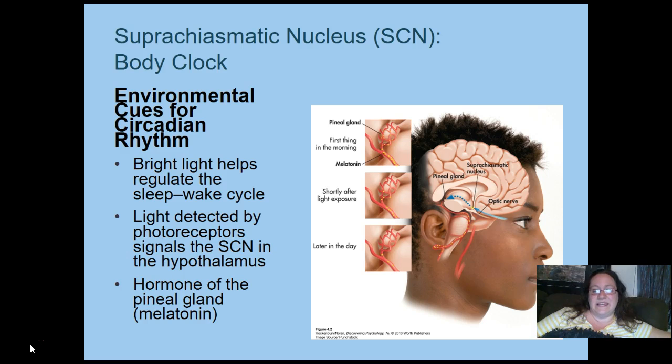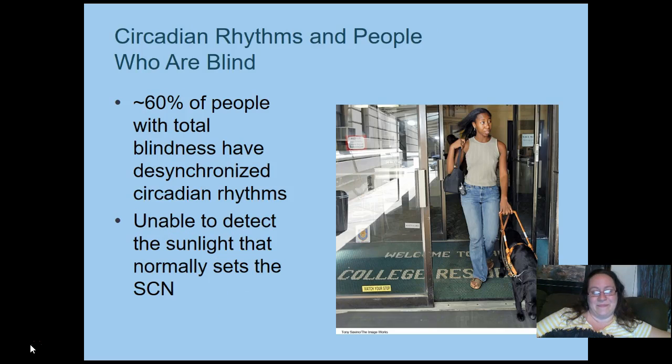So the light will be detected by these photoreceptors signaling your SCN, and we're going to have lower levels of melatonin. So when we have lower levels of melatonin, then we're more awake. When our levels are higher of melatonin, then it's more time for rest. So sometimes people will even take melatonin to try and prepare their body for sleep.